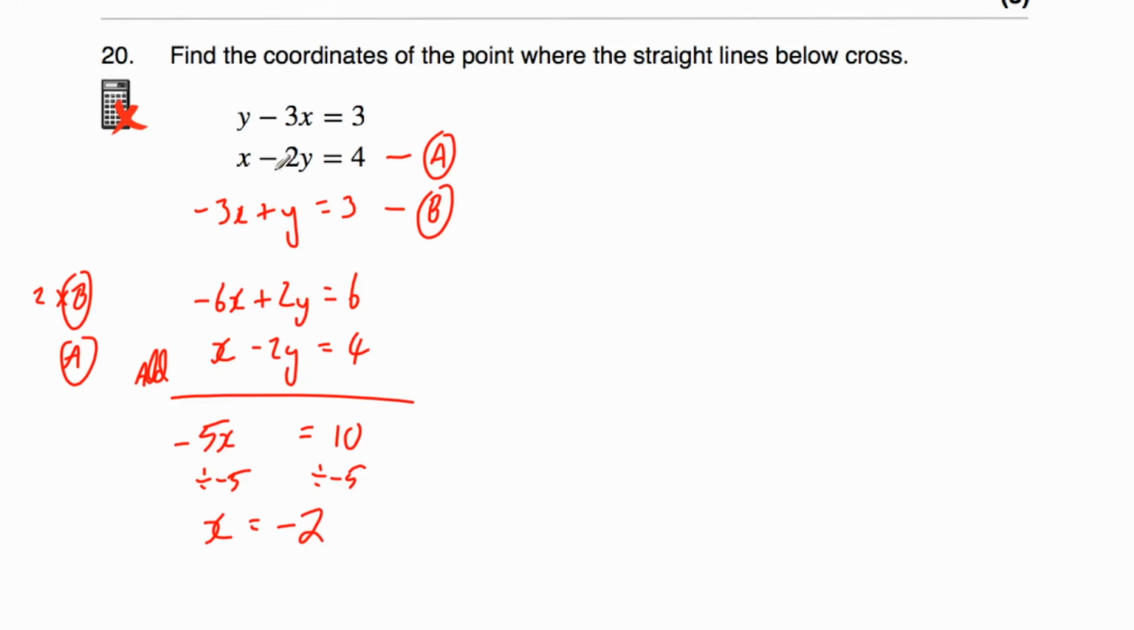Now let's substitute that into equation A and see what we get. So equation A, if we sub x equals minus 2 into A. So we've got x, which is minus 2. So minus 2 minus 2y equals 4. So that's our equation. Let's solve it to find out what y is. So let's add 2 to both sides. So add 2 and add 2. Minus 2 add 2 is 0. So we're left with minus 2y equals 6.